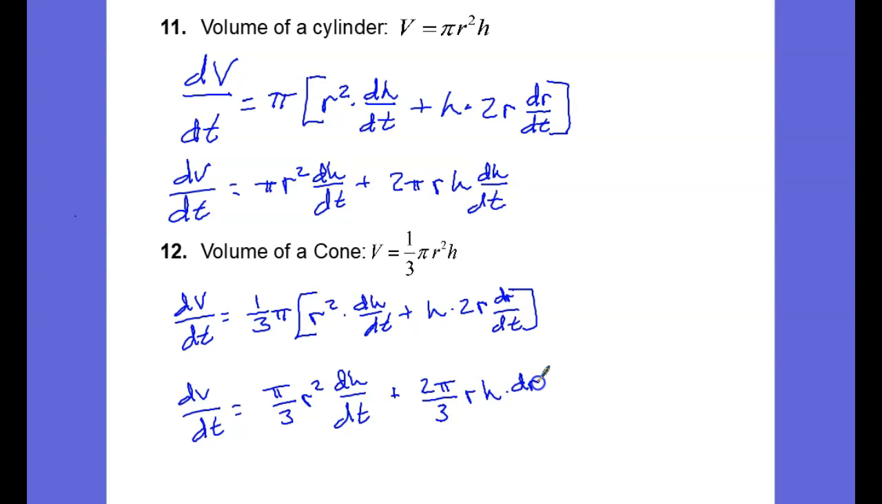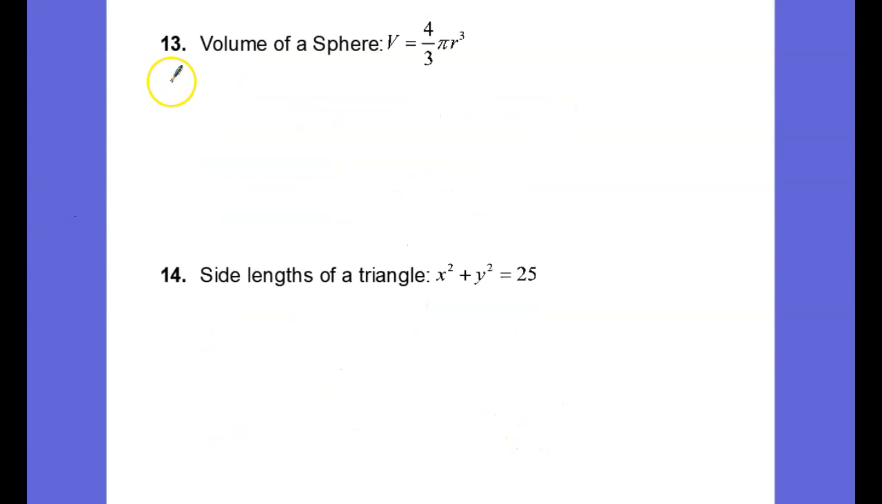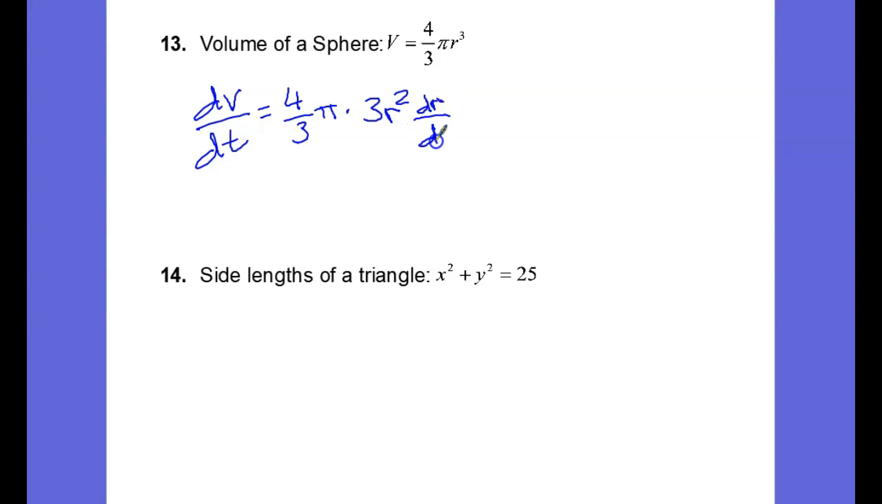times h dr/dt. In number 13, we have the volume of a sphere, and so it's the radius that's going to be changing as a function of time. And so we have dV/dt is equal to, and so differentiating r cubed via the power rule will bring our constant out front, 4/3 pi times 3 r squared and then dr/dt. And so that gives us dV/dt is equal to, the 3's cancel, 4 pi r squared times dr/dt.